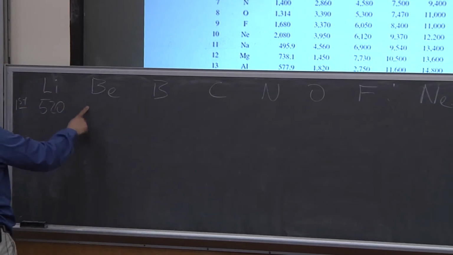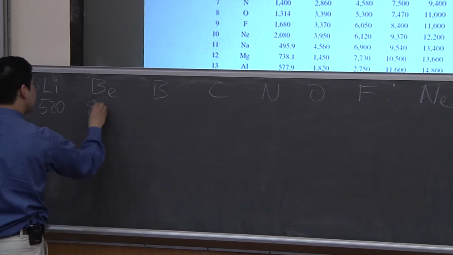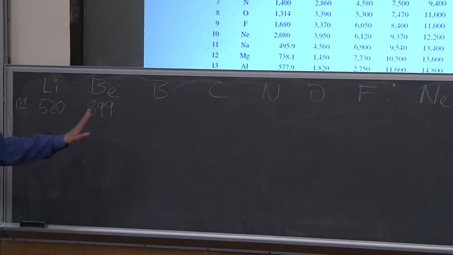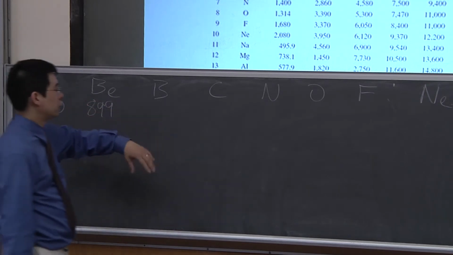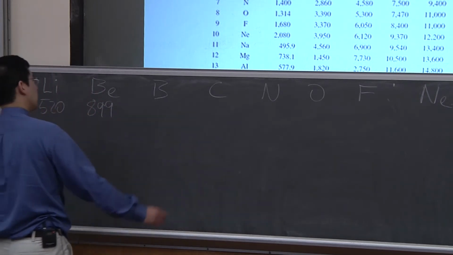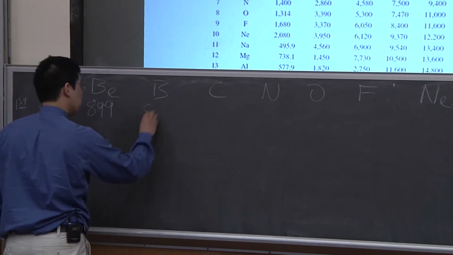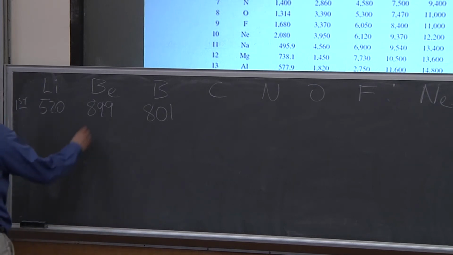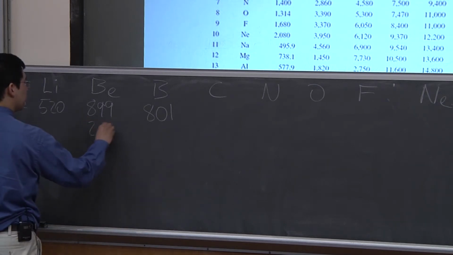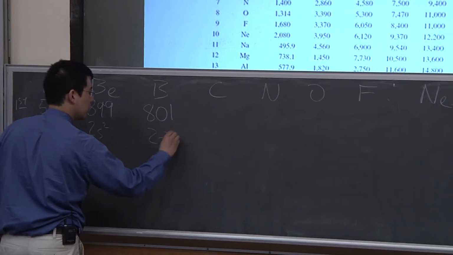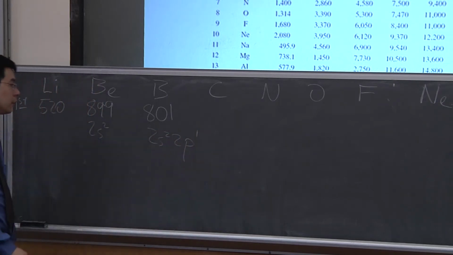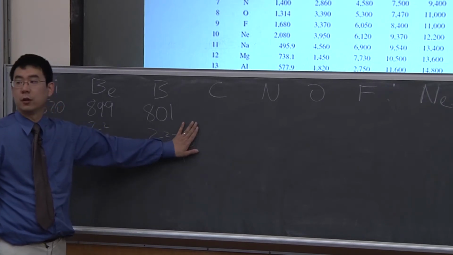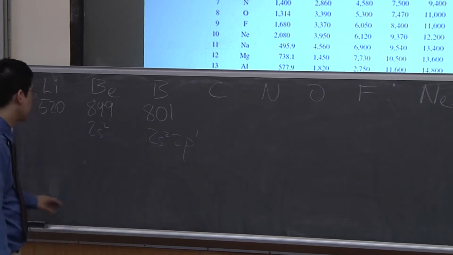Then beryllium, 899. Boron, even though the effective nuclear charge would say that it should be harder to remove, it's actually slightly easier, 801. This is because you're going from 2s2, 2p1. So removing the 2p1 electron is okay, not too bad, because you're landing at 2s2, a closed subshell.